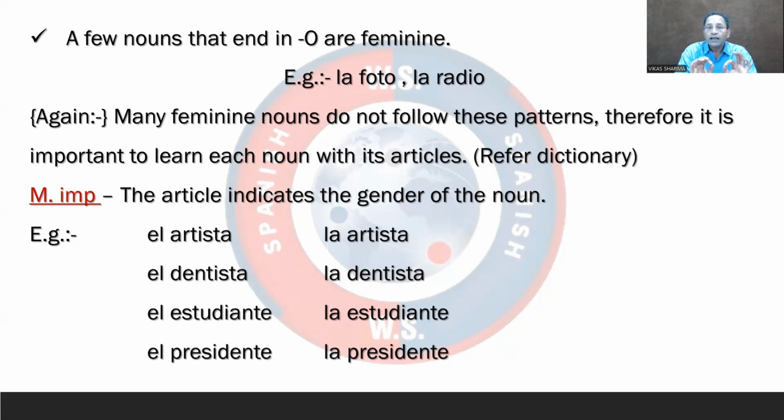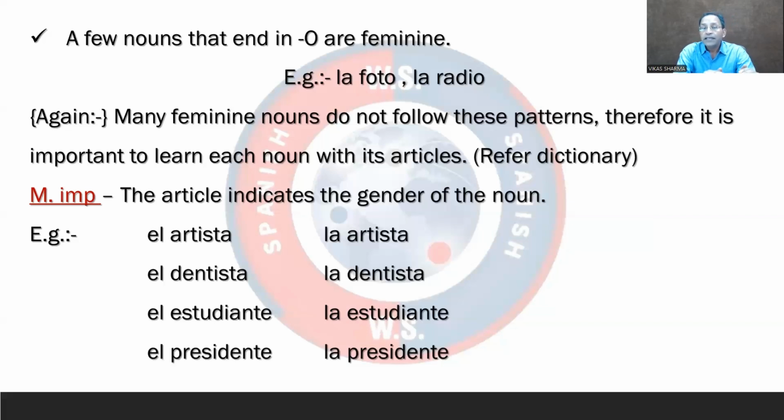That is why I time and again tell all my students to refer to a dictionary to be sure whether nouns are masculine or feminine. For example, la foto, la radio. The word is ending in O, yet it is feminine, and you are using la before that. It justifies that, yes, you're talking about a feminine noun. La foto, la radio. Okay.